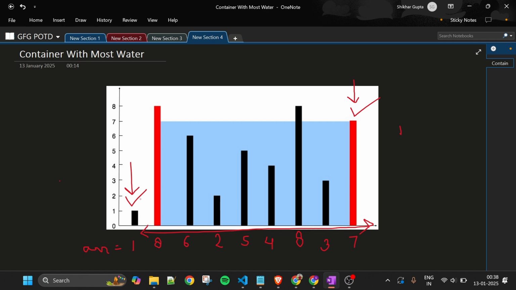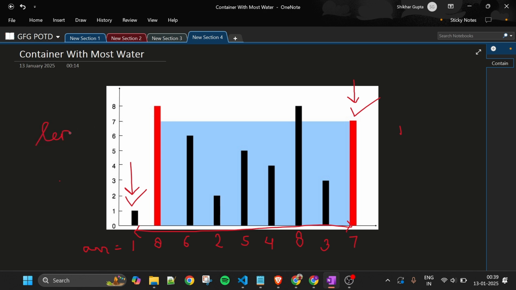Whichever length of wall is less, and I'm talking about these walls, so which of these is less? I have to increase that, because either way this will decrease only. So if I want to increase my answer, I have to maximize our length.